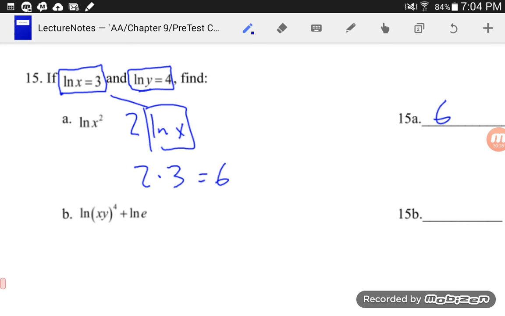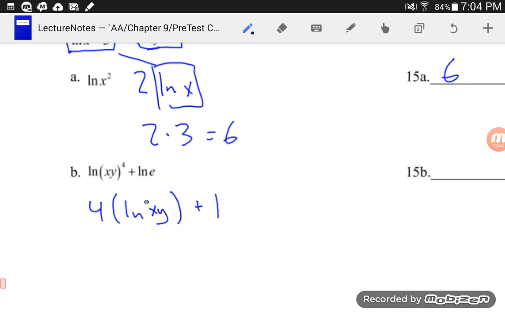Here are a couple more steps, but same idea. Let's take that 4 down in front, so I've got 4 times the natural log of x times y, plus the natural log of e, which is really just 1. E to the first power equals e. But now I can, let me put this in parentheses too, by the product property, split that apart and say it's 4 times the natural log of x plus the natural log of y, plus 1.